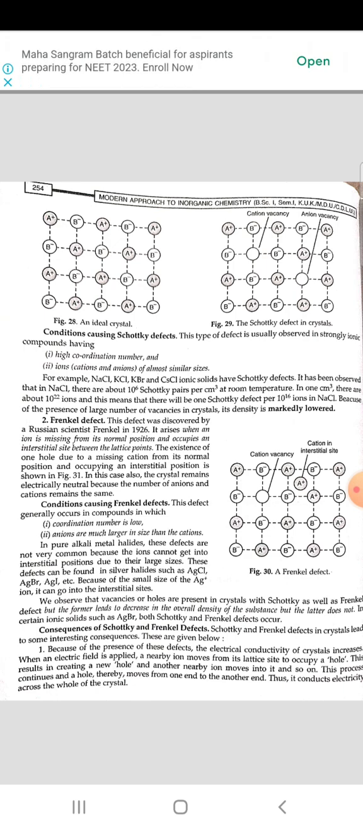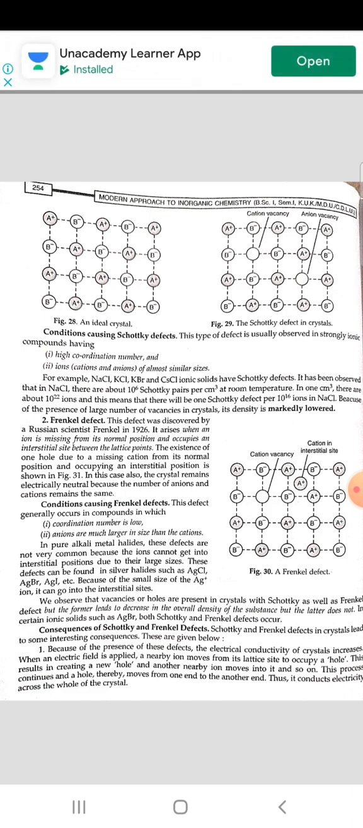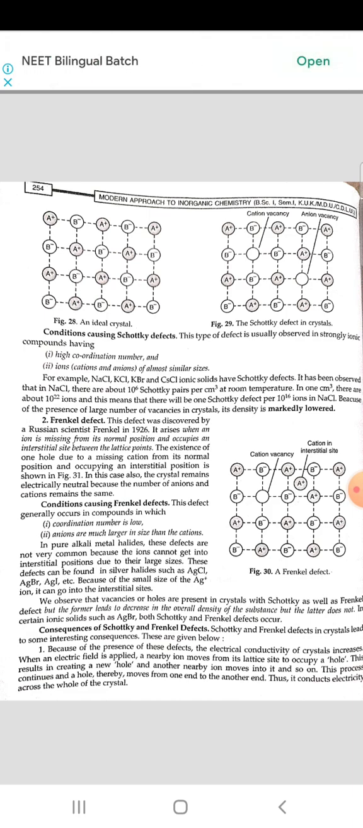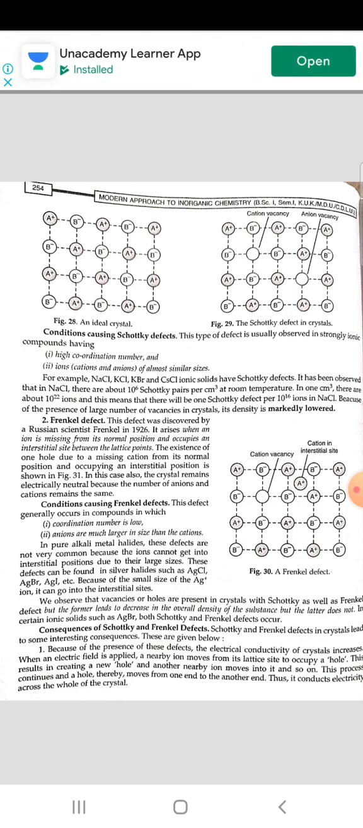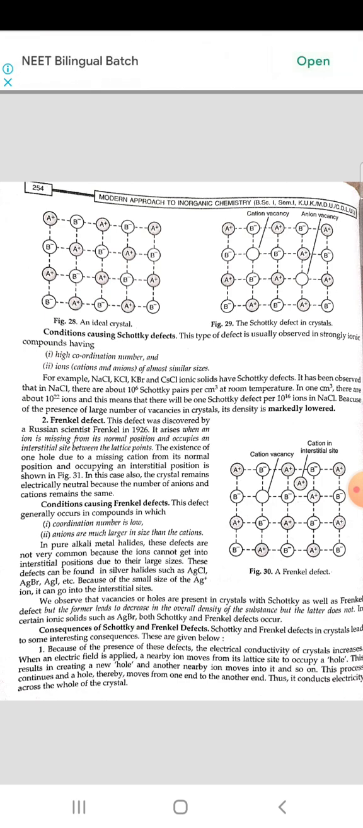These are given below. First, because of the presence of these defects, the electrical conductivity of the crystal increases. When an electric field is applied, a nearby ion moves from its lattice site to occupy a hole. This results in creating a new hole and another nearby ion moves into it, and so on. This process continues and a hole thereby moves from one end to another end. Thus, it conducts electricity across the whole of the crystal.